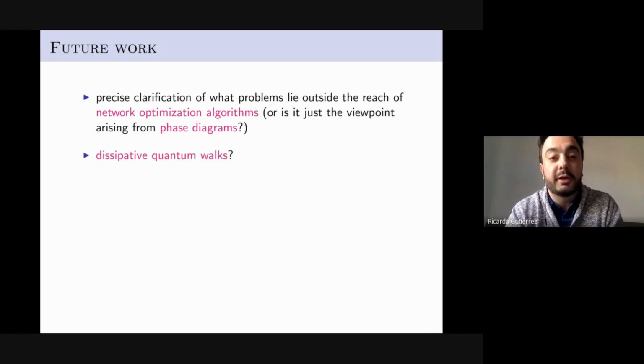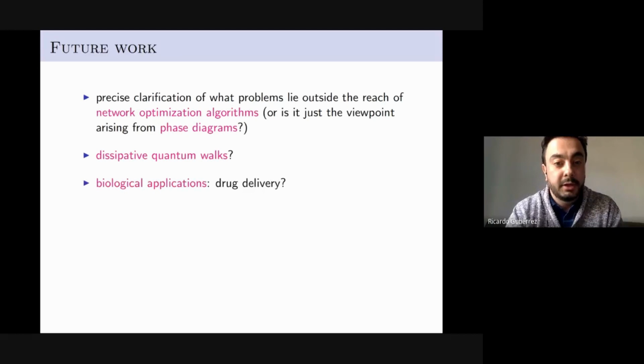Then I would like to see if we can use this in the situation of dissipative quantum walks. Carlos has done some work on large deviations on open quantum systems, and there's the natural generalization of random walks to quantum mechanics, which is dissipative quantum walks. So there's this idea that perhaps something along those lines could be done. We also would like to see if there's a possibility to apply this in biological applications, for example, drug delivery, and also in transportation networks. I've been talking to some people that work on air traffic optimization using optimization methods.